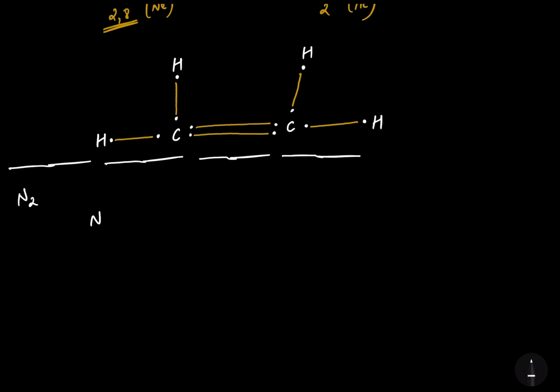The atomic number of nitrogen is 7, so its configuration will be 2, 5. The Lewis symbol for nitrogen will be: 1, 2, 3, 4, 5. Another nitrogen: 1, 2, 3, 4, and 5.